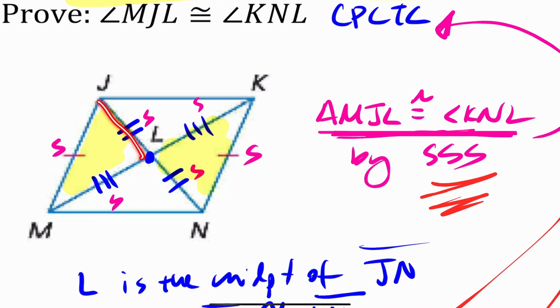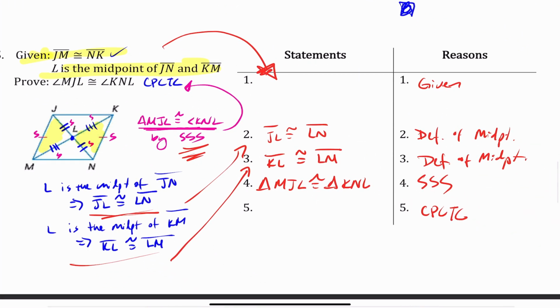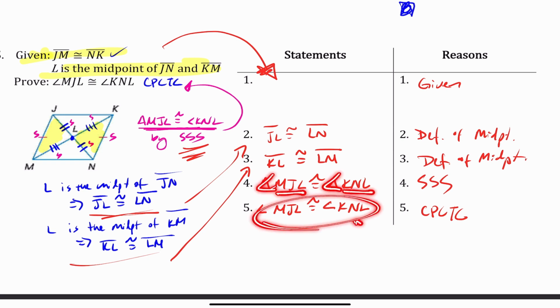So here are the triangles. So that means that any angle that corresponds are congruent. That means that MJL is congruent to KNL. So these are congruent by CPCTC. So angle MJL is congruent to angle KNL. So if I said angle M, that's congruent to angle K. If I say angle J, that's congruent to angle N. If I say angle L, that's congruent to angle L. But if I was very specific, then I said angle MJL is congruent to angle KNL. So that's me using CPCTC.